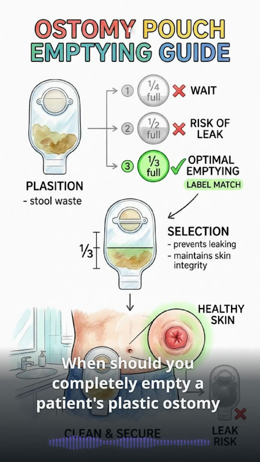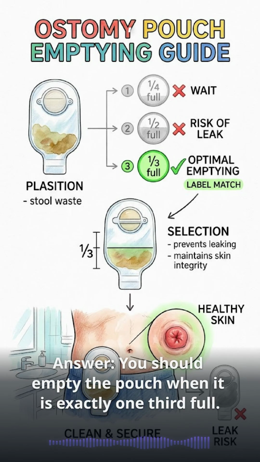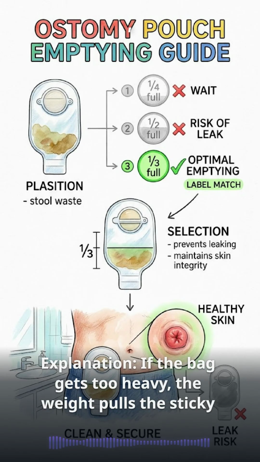87. When should you completely empty a patient's plastic ostomy pouch of waste? You should empty the pouch when it is exactly 1/3 full. If the bag gets too heavy, the weight pulls the sticky plastic off.